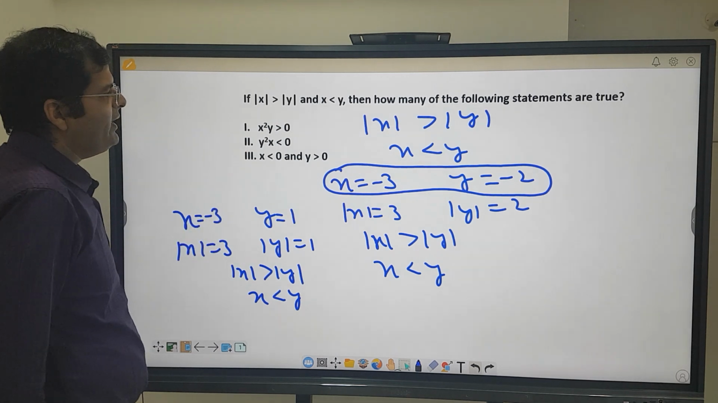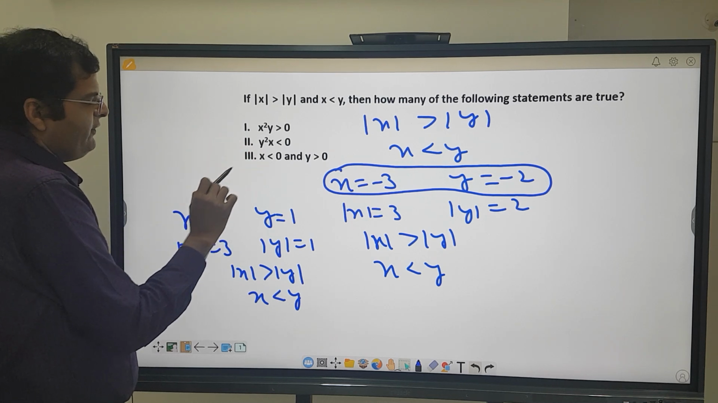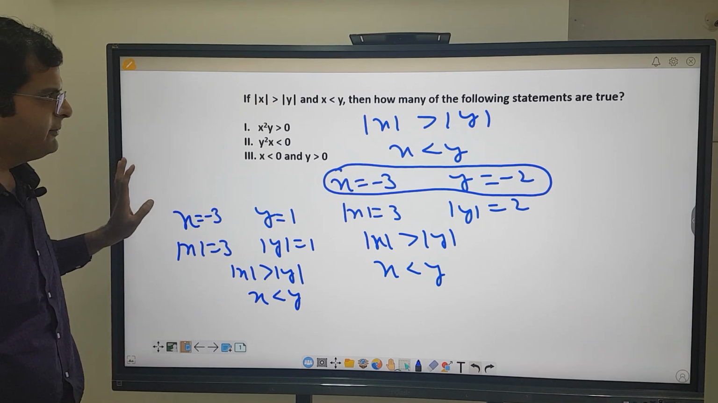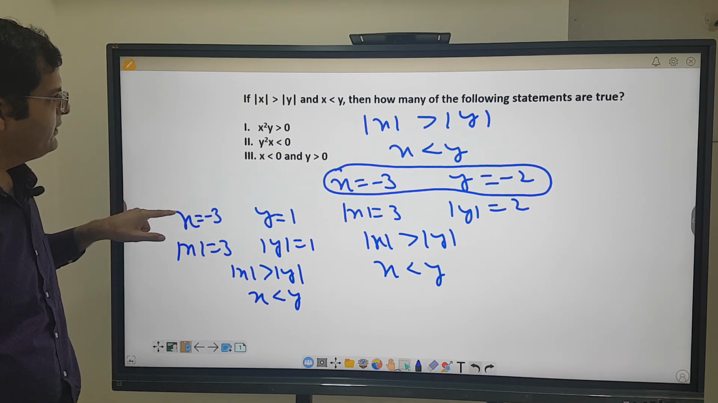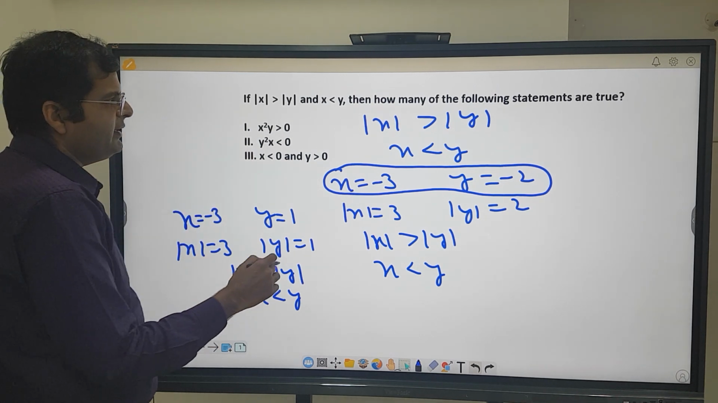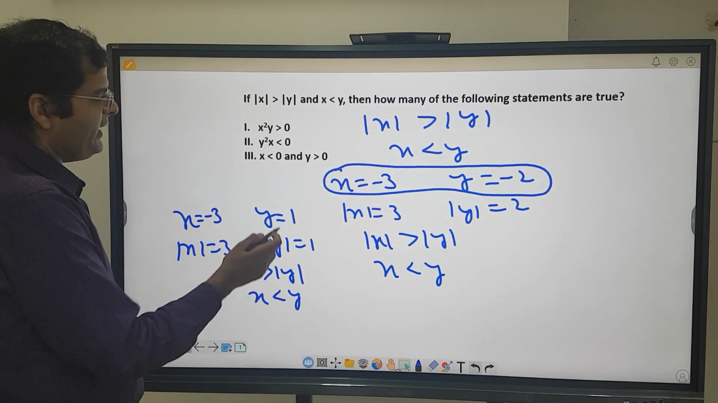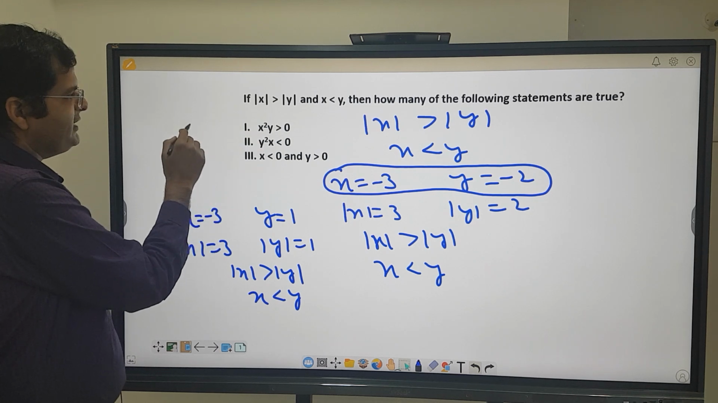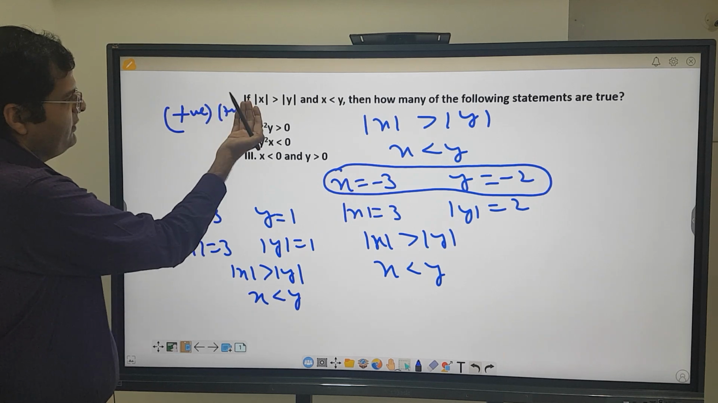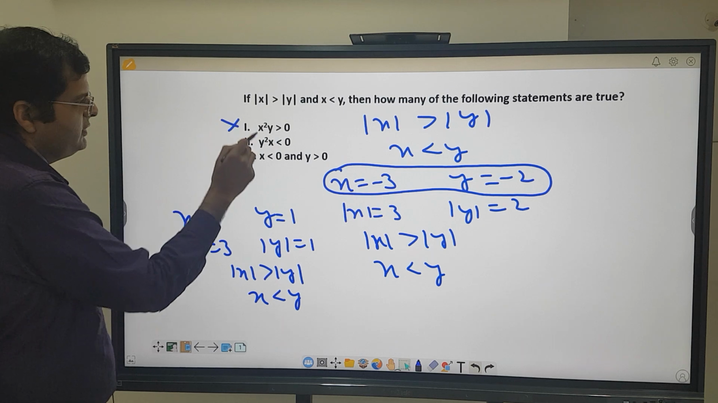So the first one says x square times y is greater than 0. Now, x is definitely negative in both the cases, that means x cannot be positive. So x is definitely negative, which means x square is positive. Now what happens with y? y can actually be positive or negative, and it can also be 0. So x square is positive times y, which can be positive or negative. So you are not sure that the end result will be greater than 0. Is this true always? No, this is not true.